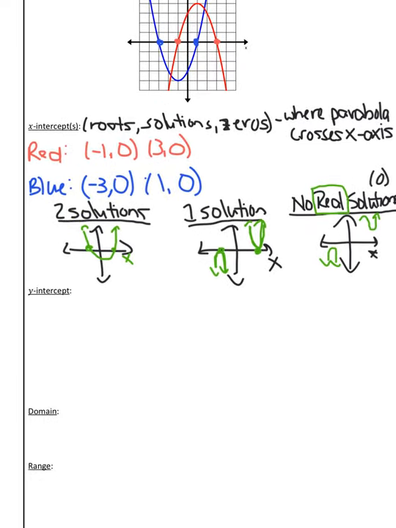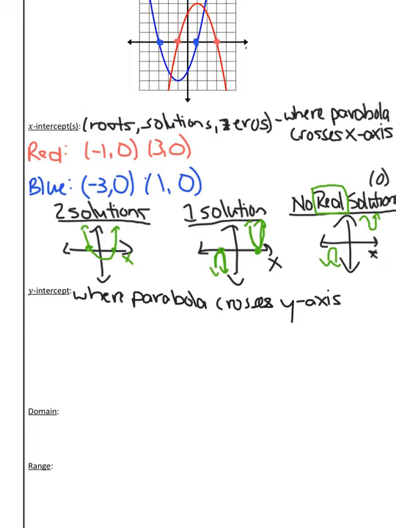We also have y-intercepts. Y-intercepts don't have any special names or any of that. They're just where the parabola crosses the y-axis. So the y-intercepts are where the parabola crosses the y-axis. Sorry if those words are harder to read.